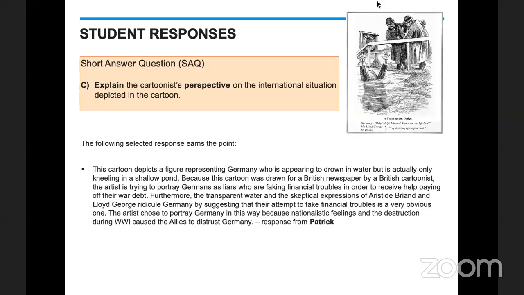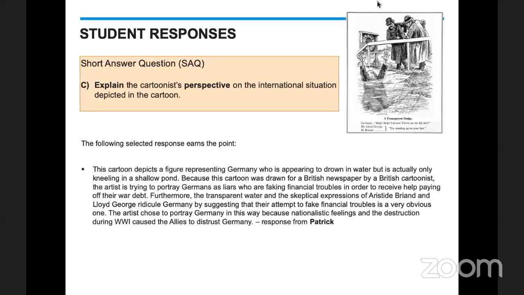This one is from Patrick. The cartoon depicts a figure representing Germany who appears to be drowning in water, but is actually only kneeling in a shallow pond. Because this cartoon was drawn for a British newspaper by a British cartoonist, the artist is trying to portray Germany as liars who are faking financial troubles in order to receive help paying off their war debt. Furthermore, the transparent water and the skeptical expressions of Aristide Briand and Lloyd George ridicule Germany by suggesting that their attempt to fake financial troubles is a very obvious one.